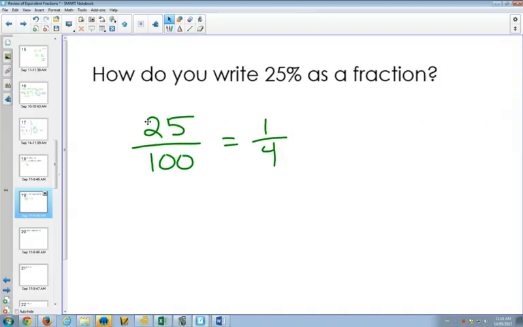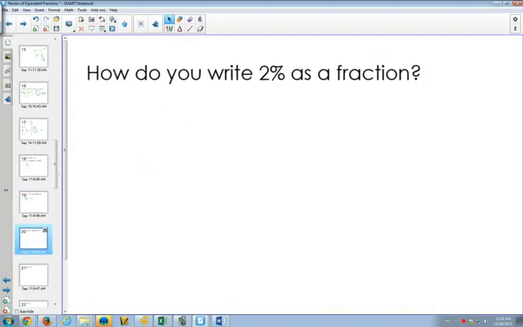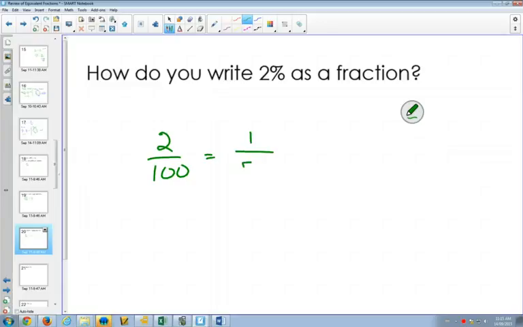So we start by writing things as fractions. 2% as a fraction. I'll let you write this one down and reduce it yourself. 100. So we got 2 out of 100. And that reduces to 1 out of 50. So when you're seeing if you can reduce a fraction, what you're looking for is, is there a number that I can divide both 2 and 100 by? And in this case, you can divide them both by 2.